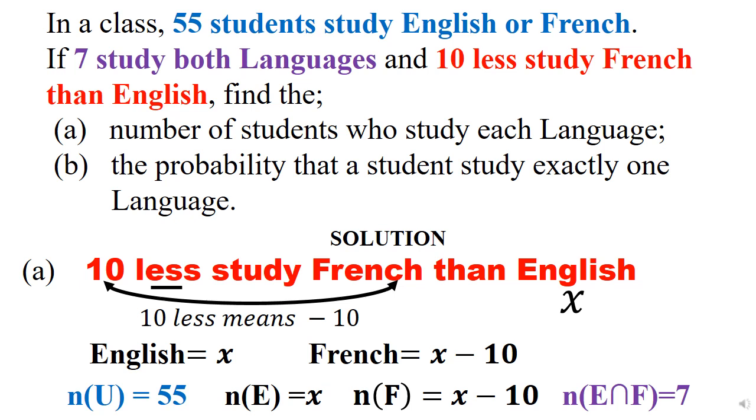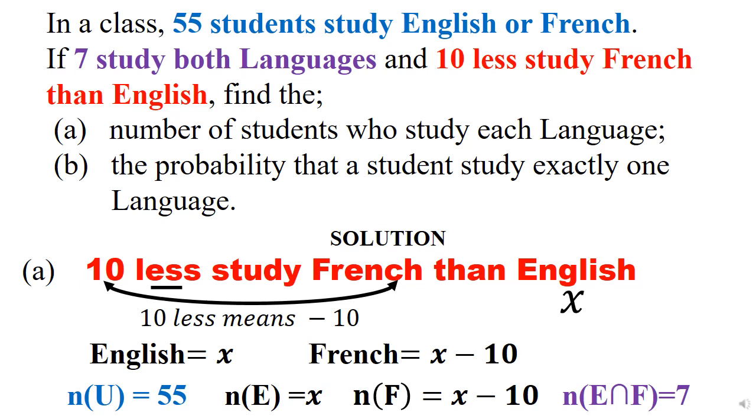Now, "55 students study English or French" in the question tells us that the universal set is 55. The phrase English or French means the universal set. So we have number of U equal to 55. We know English is X, so number of E equals X, and number of F, which is French, is equal to X minus 10.